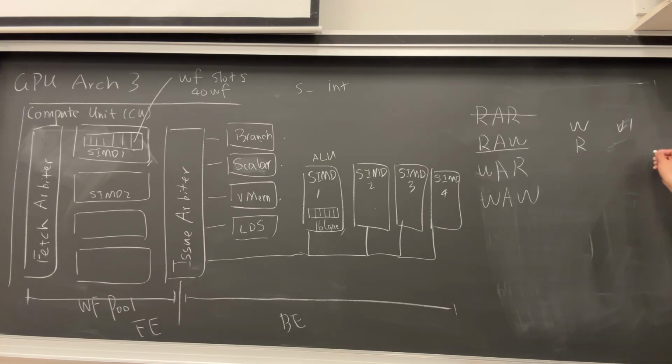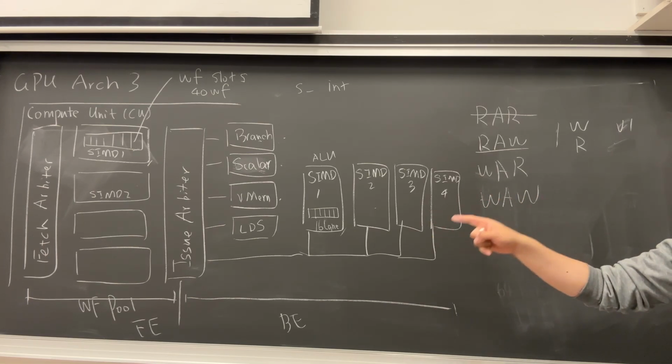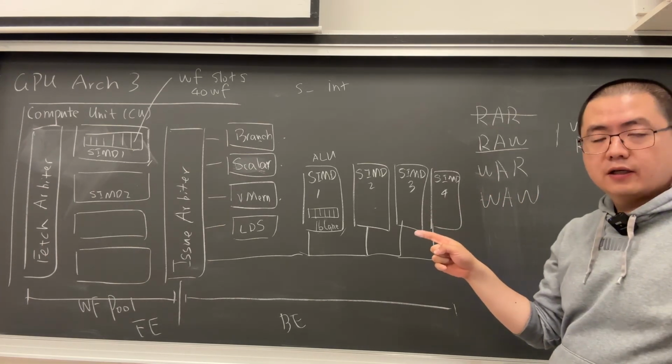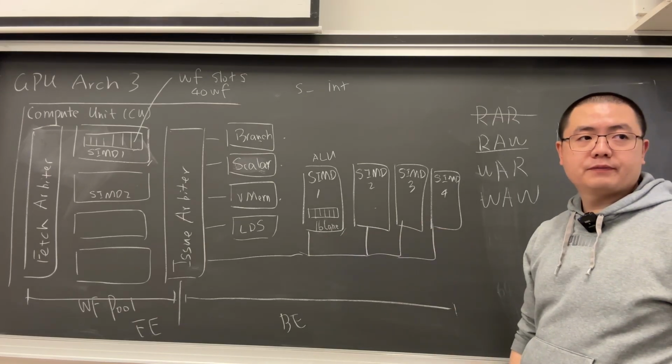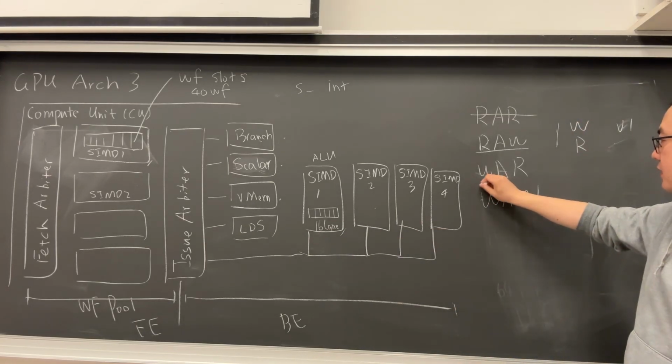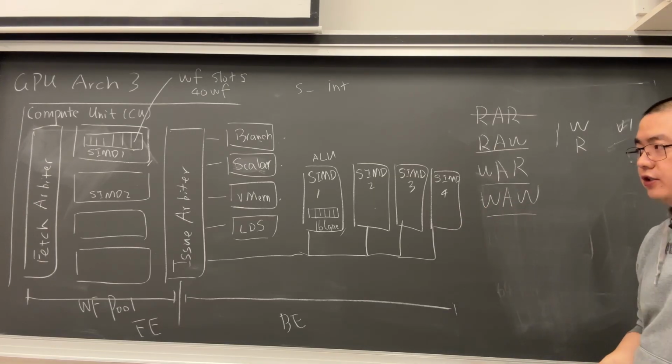So can a GPU have a read after write problem? If we don't do anything, if this issue arbiter works exactly the same way as a CPU issue arbiter, it should have, right? But it doesn't work in the same way. Let's talk about this hazard, like before we talk about how this issue works.